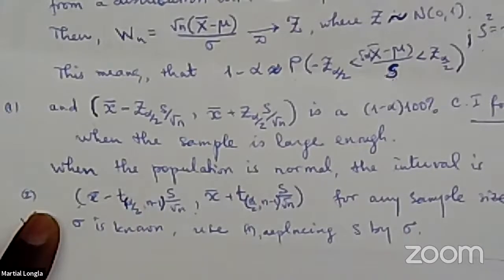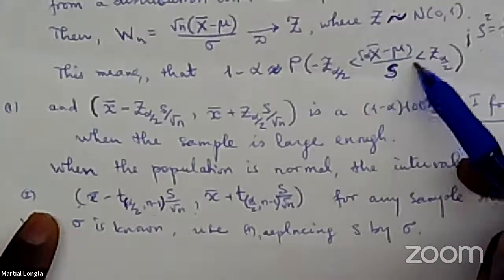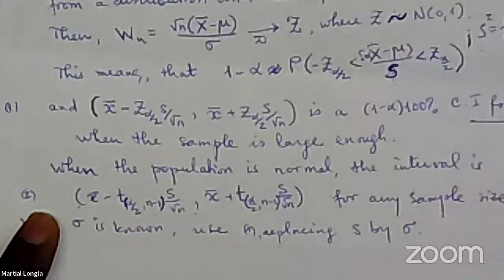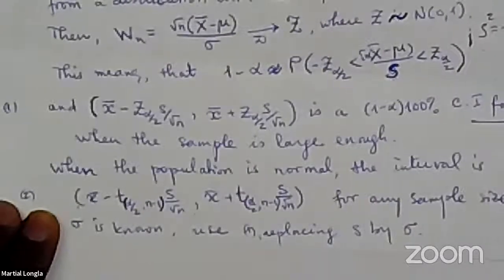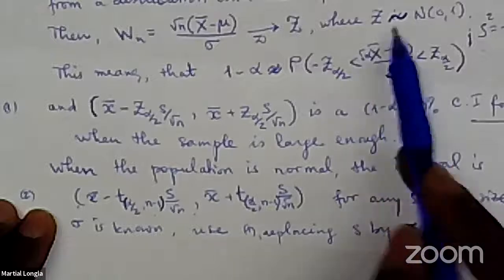Why? Because when you take x bar minus mu over s divided by square root of n, what you're obtaining is actually a t, a random variable that follows the t distribution, not the z distribution, exactly the t distribution when the observations are normally distributed. But when they are not, that is no longer a t distribution.